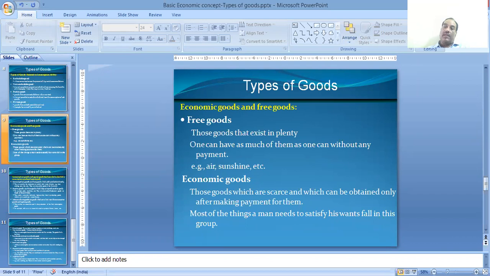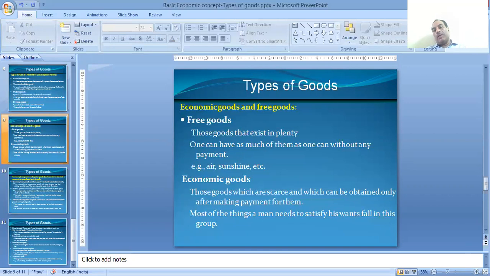But the peculiar characteristic is that they are in plenty, there is no scarcity, and thus these are called free goods, and one can have as much of them as one can without any payment. Air, sunshine, I have already given you the example.